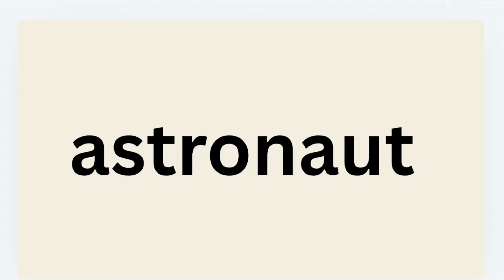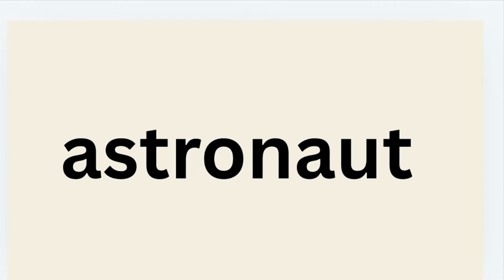Okay, how about another example? Let me use the letter O. O can also represent the schwa sound. So how about the word astronaut? Astronaut. Okay, so the schwa sound is that second syllable, astronaut. And as you know, that is spelled with the letter O.